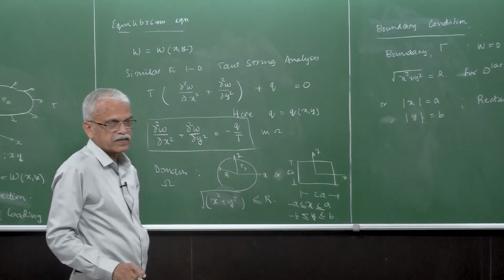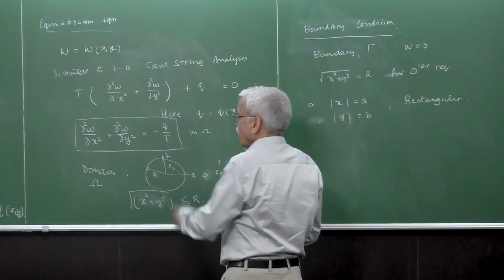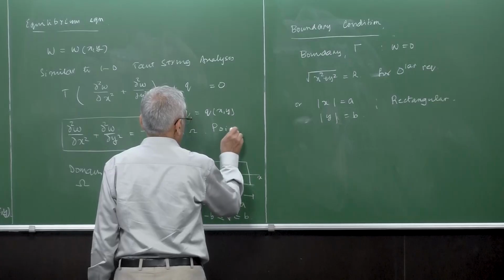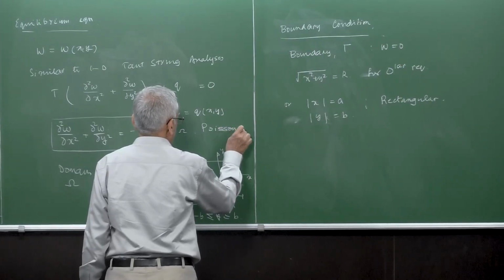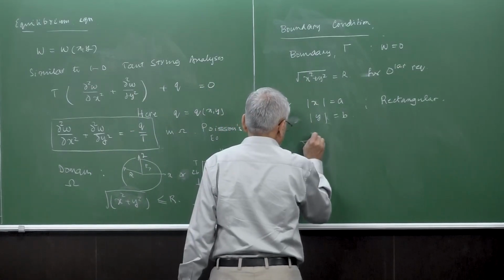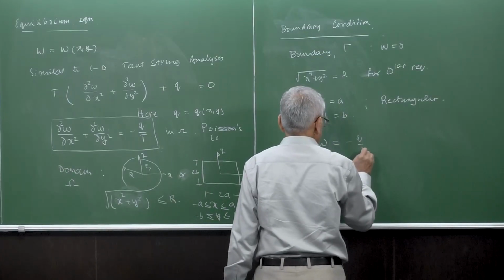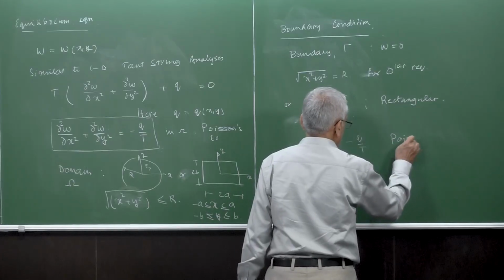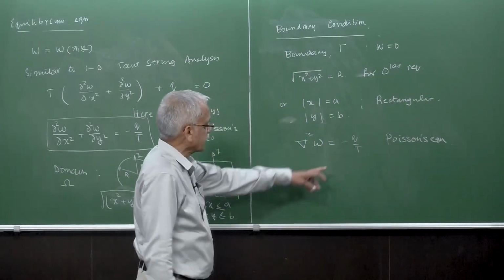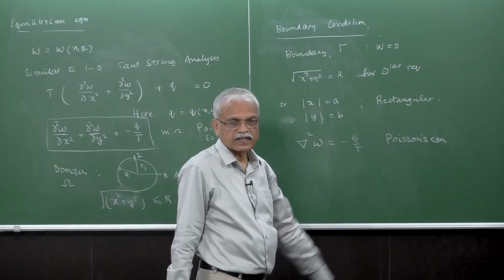And followed by the boundary conditions here. So this is usually called a Poisson's equation. In fact, this is because the right side is non-zero, so that's why we call it a Poisson's equation.